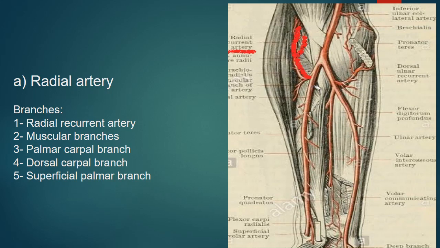The second branches which arise from the radial artery are the muscular branches. These small branches which you can see here, these all are the muscular branches of the radial artery which supply the lateral muscles of the forearm.